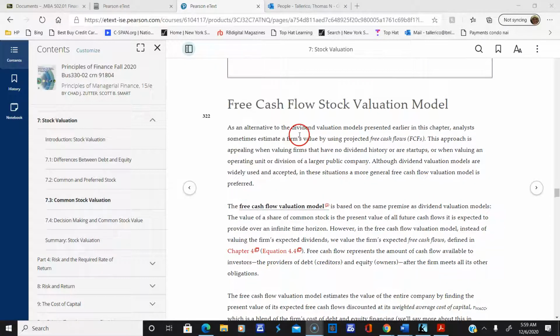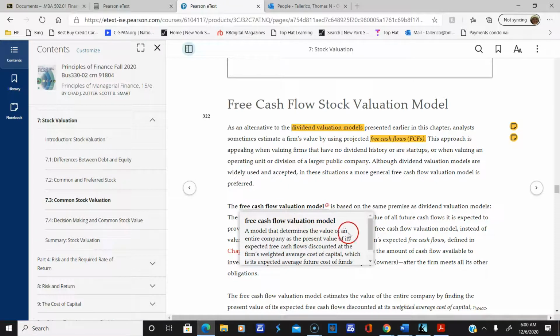Now the question often arises as to what happens if you don't have a stock that pays dividends. A lot of stocks don't pay dividends. How do you get the price of the stock, right? So as an alternative to the dividend valuation model, we have something that uses the free cash flows from the financial statements that the company has, okay? And we try to get the value of the stock from what is called the free cash flow valuation model.